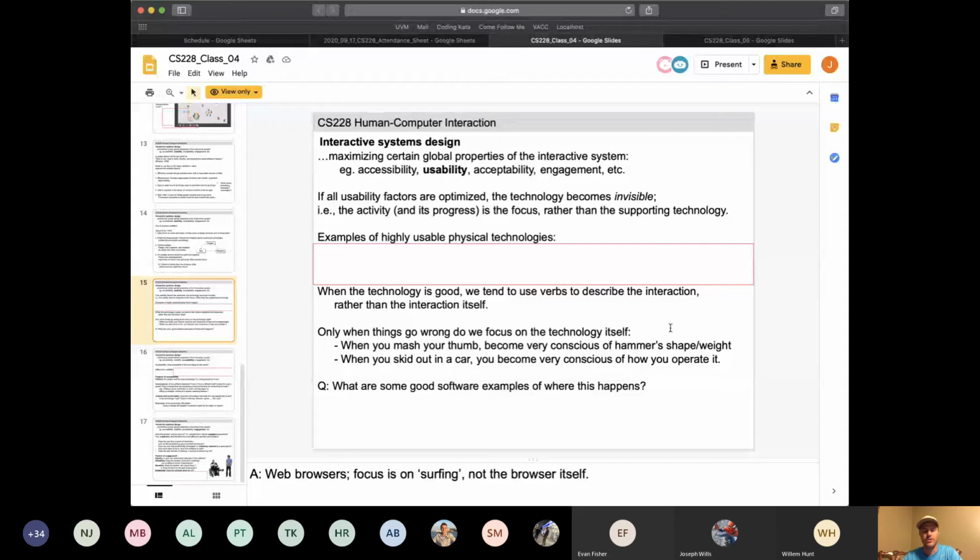We accelerate. We don't push the pedal down with our foot, right? That's not what we tell people. We don't say, "I'm going to push the pedal down harder." We tell people, "I'm going to go faster." So those are some physical examples of highly usable technologies.